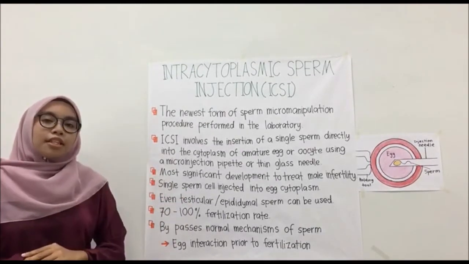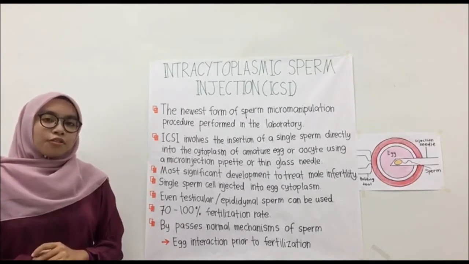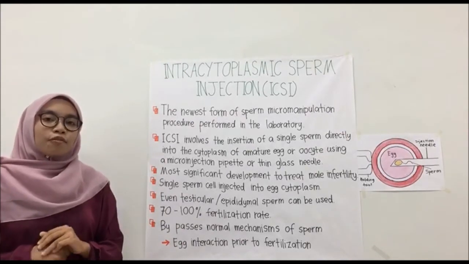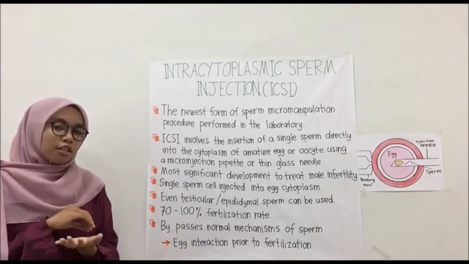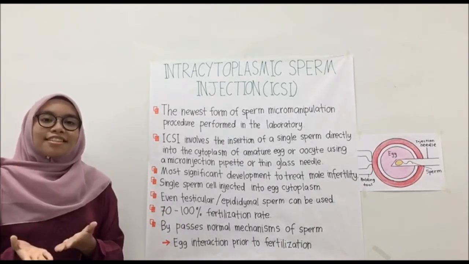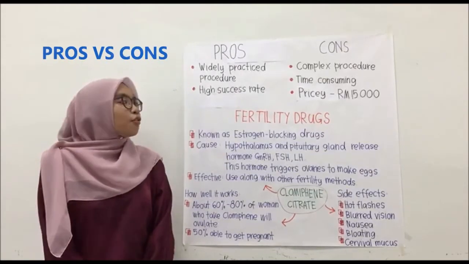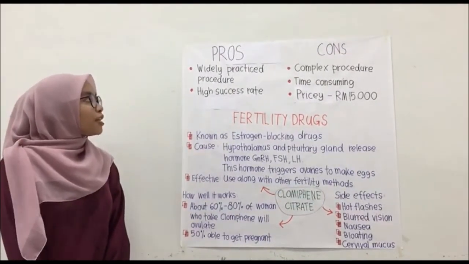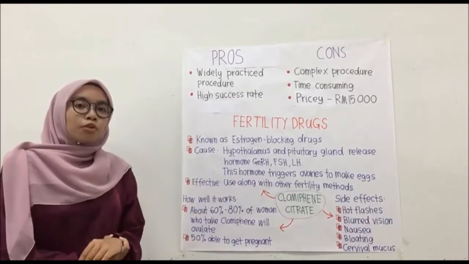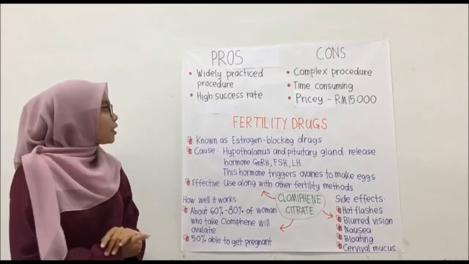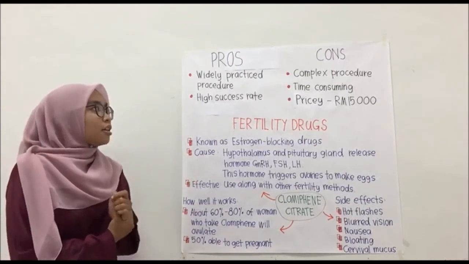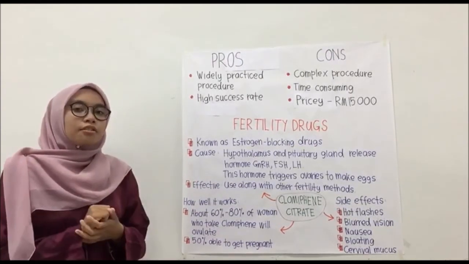This method has a 70% to 100% success rate. It bypasses the normal mechanism of the sperm, because it uses the egg for the interaction prior to fertilization. The pros and cons for the ICSI method: first, the pros. It is a widely practiced procedure. This is because many people around the world use it to achieve pregnancy. Next is high success rate. As I informed earlier, there is a 70% to 100% success rate.